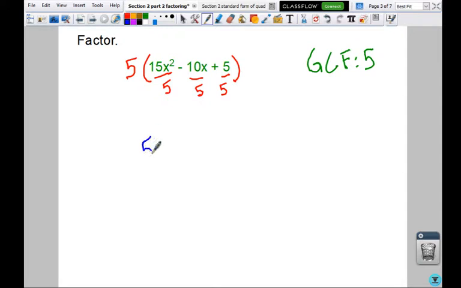Okay, so I got 5 outside my parentheses. What's 15x squared divided by 5? 3x squared. Minus 10x over 5, what do I get when I do 10x divided by 5? Negative 2x.